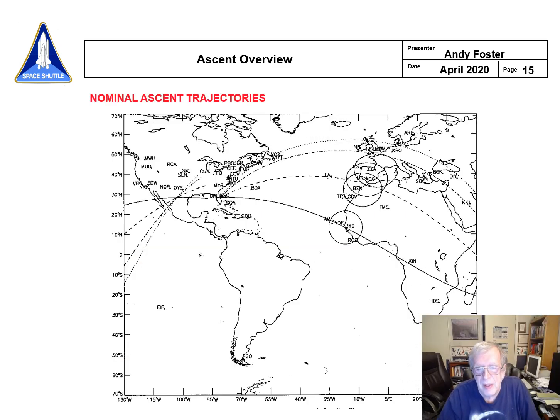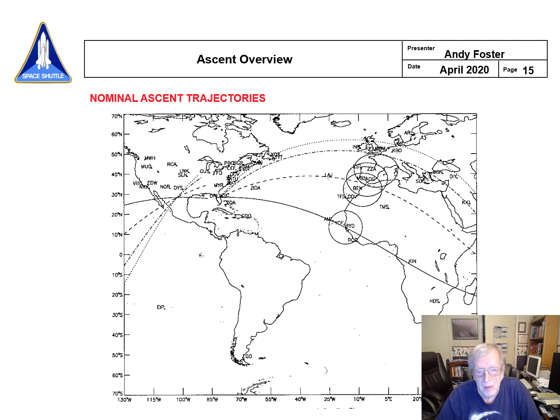When we're talking about inclinations, what I want to show you is this one right here. This is 28.5 degree inclination. It turns out that if I launch and fly due east from someplace on the Earth, the inclination of the orbit will be essentially equal to the latitude. So what does that tell you? Well, KSC is 28.5 degrees north, and that works whether you're going north or south. Now these other ones up here that the shuttle flew to, we did by putting in something we call IY steering, inertial yaw steering.